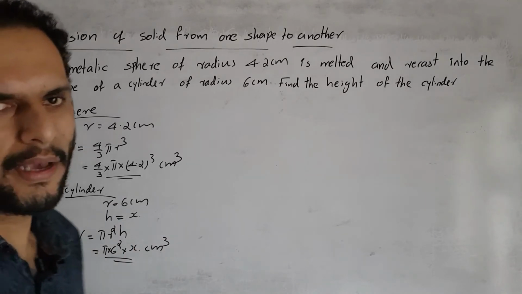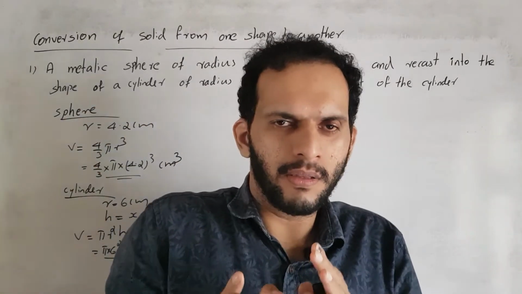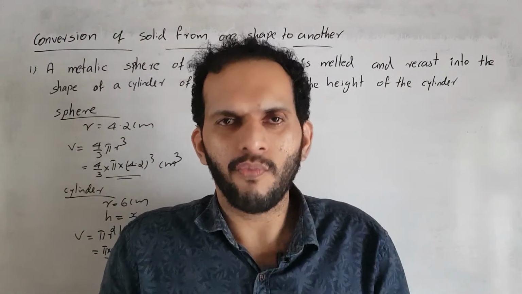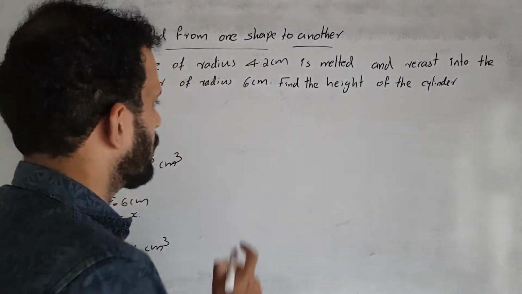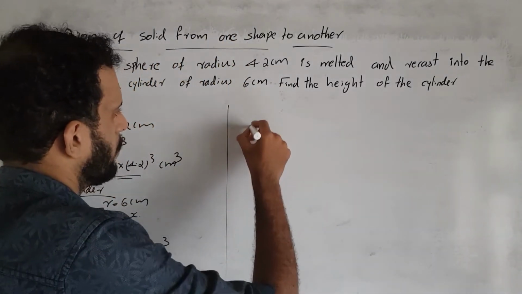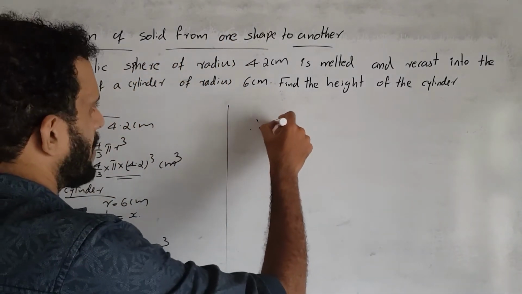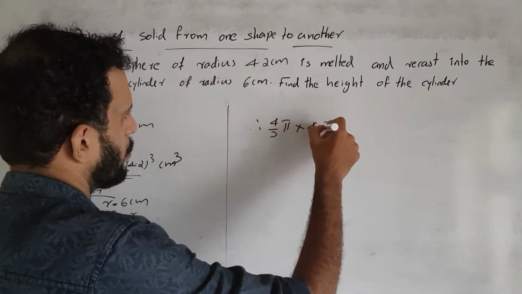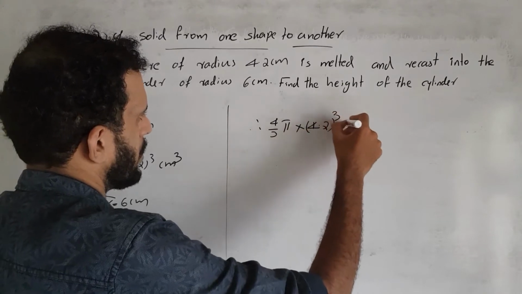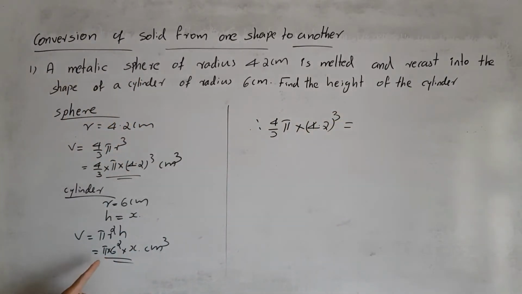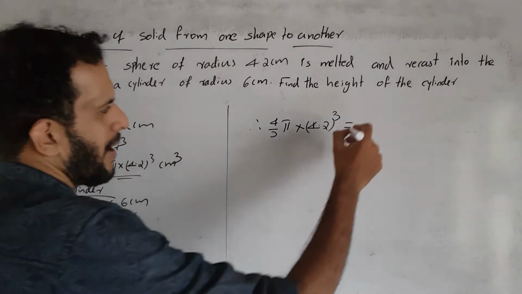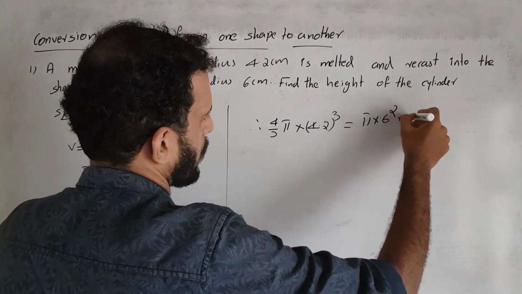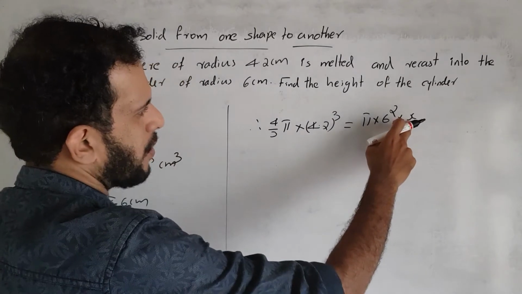Then what is the next idea? We melted the first shape and recast it to the second shape. That time the volumes are equal. Therefore 4 by 3 pi into 4.2 whole cube is equal to pi into 6 square into x. So next we need to find the value of x.